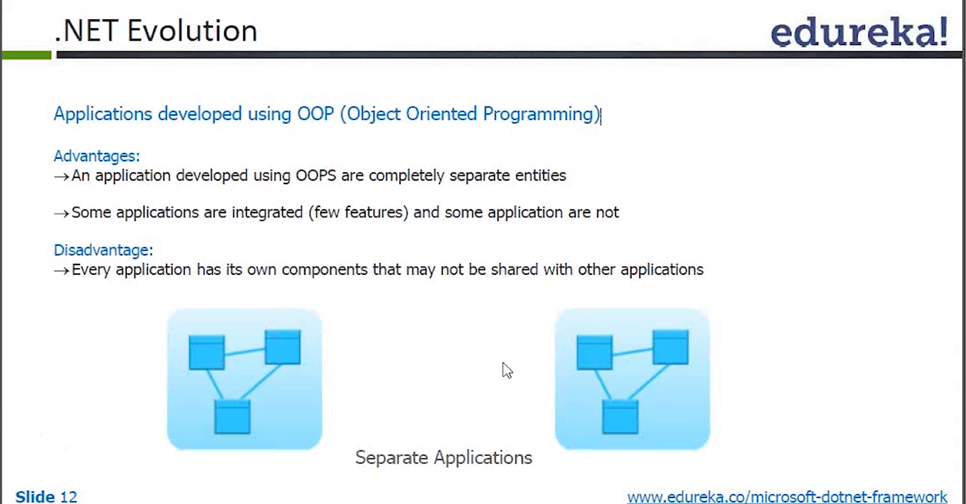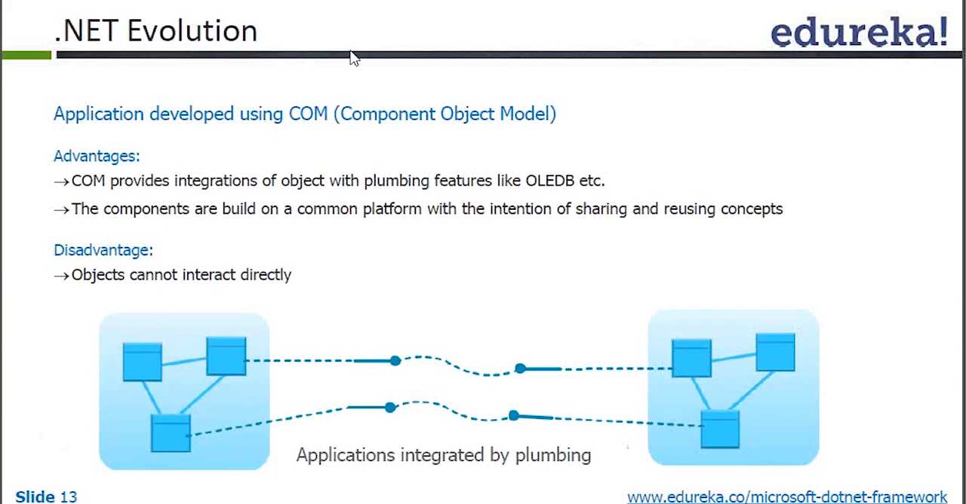If you are able to see this example, when you want OOP programming, this entity is different from this entity. There were previous problems in object-oriented programming: every application has its own component that may not be shared with other applications. Then next to OOPs, there is something called COM. COM stands for Component Object Model. What is Component Object Model?